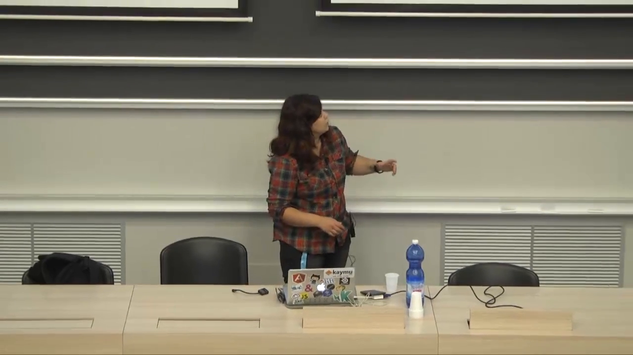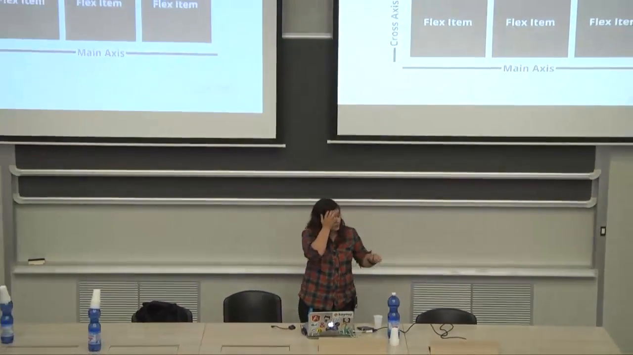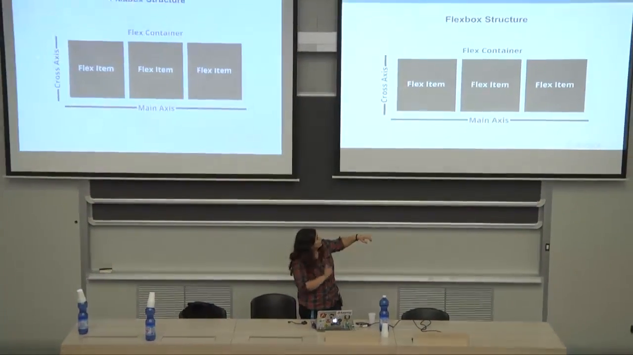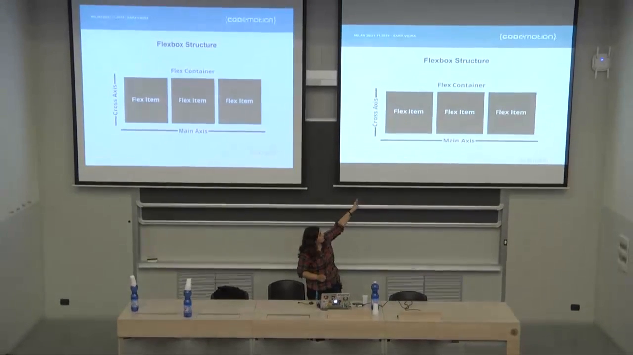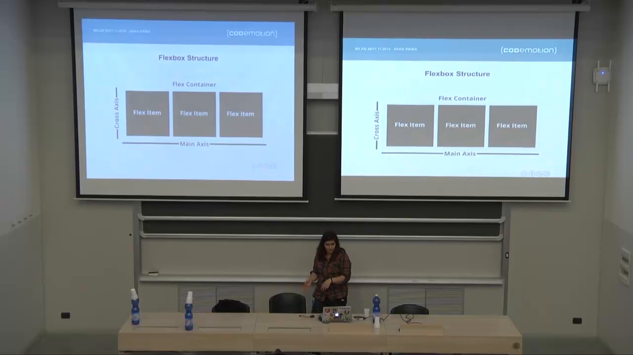So when you use floats or inline-block or things like that, you give your styles to the item. In this case, there's a container and 3 items. And you give your styles to the item. So you float the item to the left.